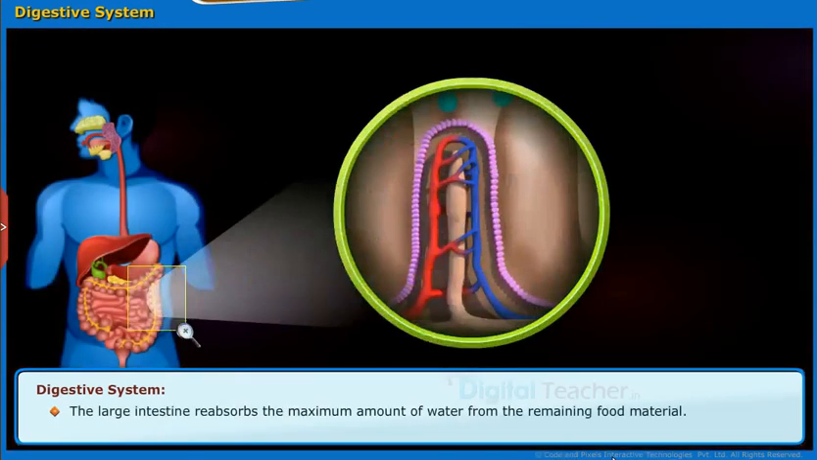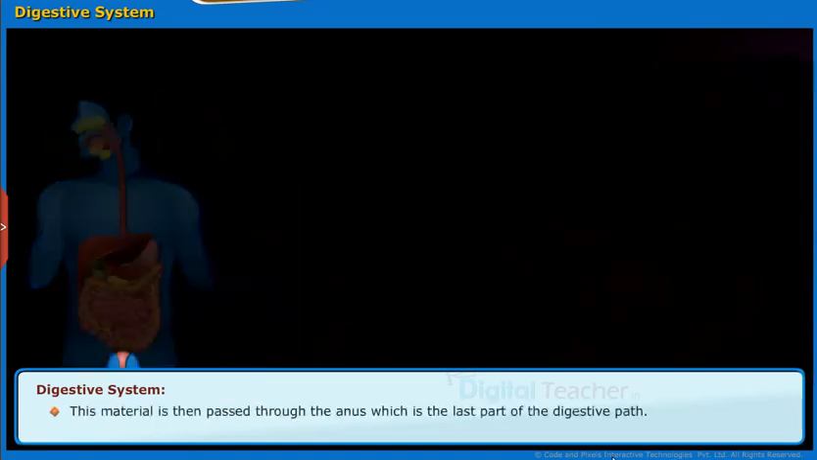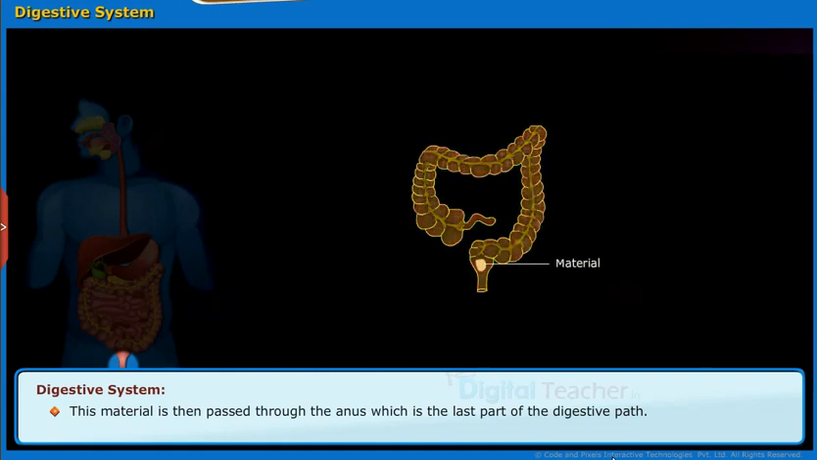The large intestine reabsorbs the maximum amount of water from the remaining food material. This material is then passed through the anus, which is the last part of the digestive path.